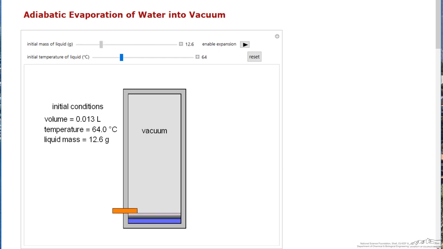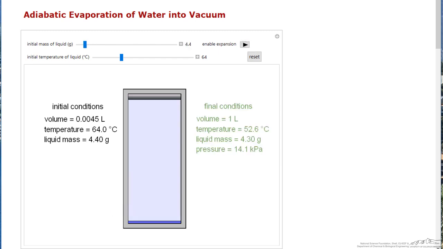Now I can reset and make the temperature lower. When we start, I can make the mass a lot lower, and now we get a bigger temperature drop, and in this case we've evaporated one tenth of a gram.